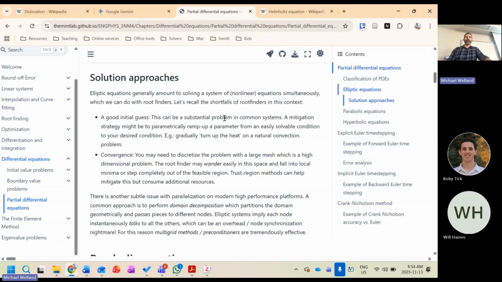The problem with root finders: what do you need for a root finder? It's written right there. A good initial guess, especially for nonlinear equations. How many roots does a nonlinear equation have?